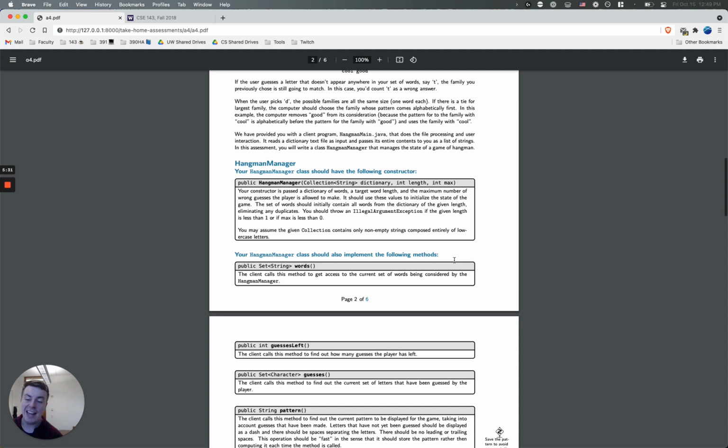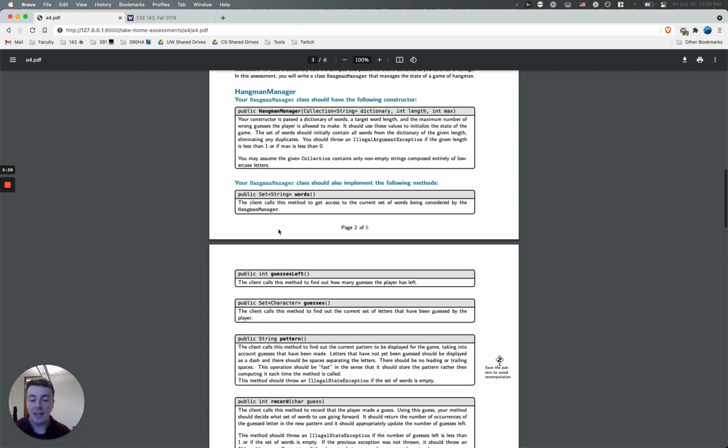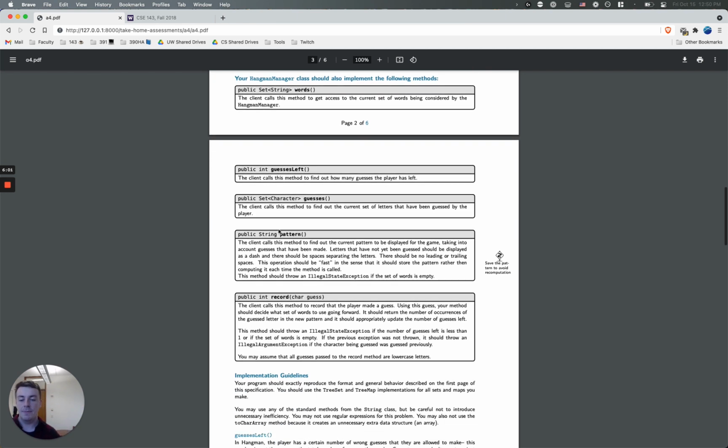So I want to mention, kind of like Assassin Manager, there's going to be one method that's the most difficult one, and that's going to be the record method. The record method is actually recording a guess and doing all this logic of breaking things up into patterns and choosing the largest one. So like with Assassin Manager, I recommend you save record till the end. Focus on getting everything else set up correctly. Maybe write your little test program to make sure guesses left and pattern and all these things are working as expected. And then iteratively develop record so that you can start building it up piece by piece.